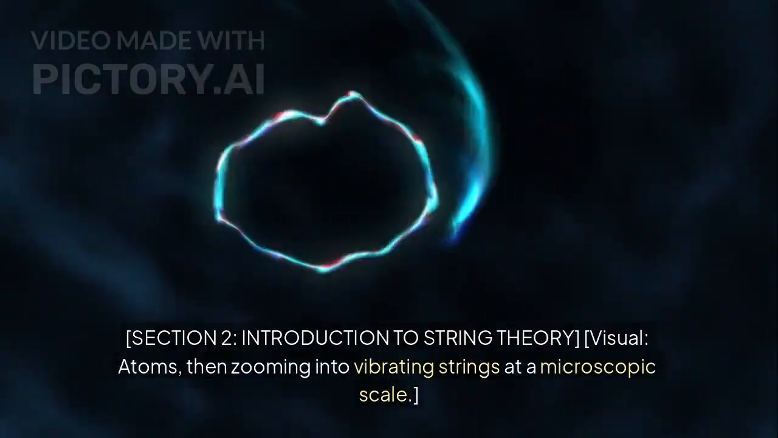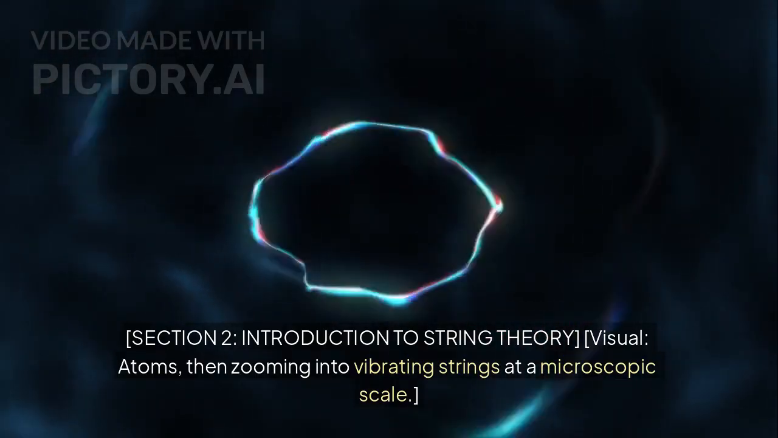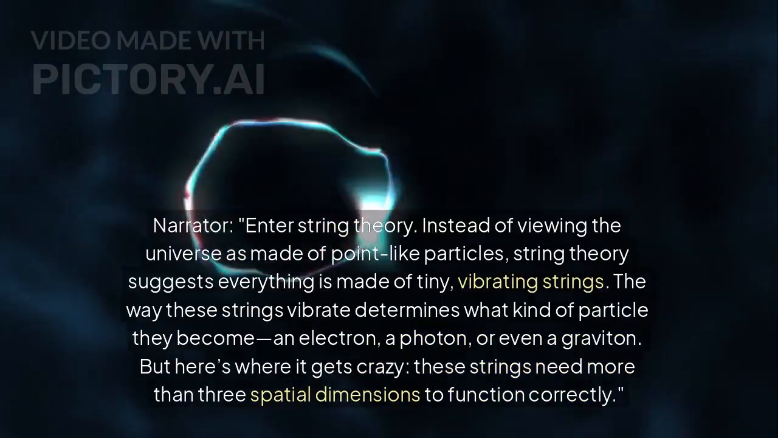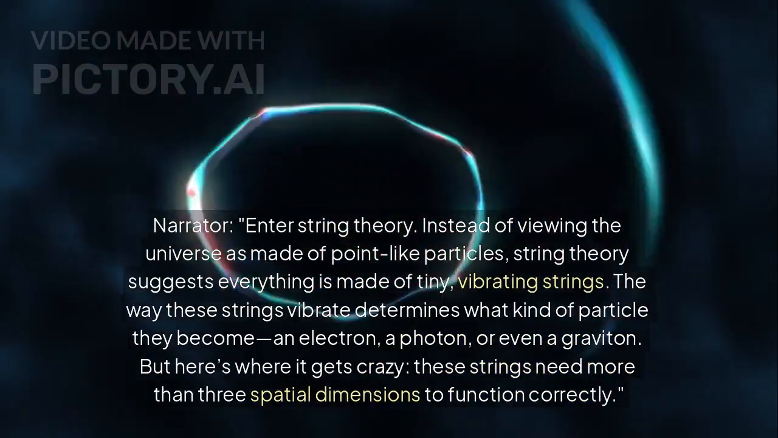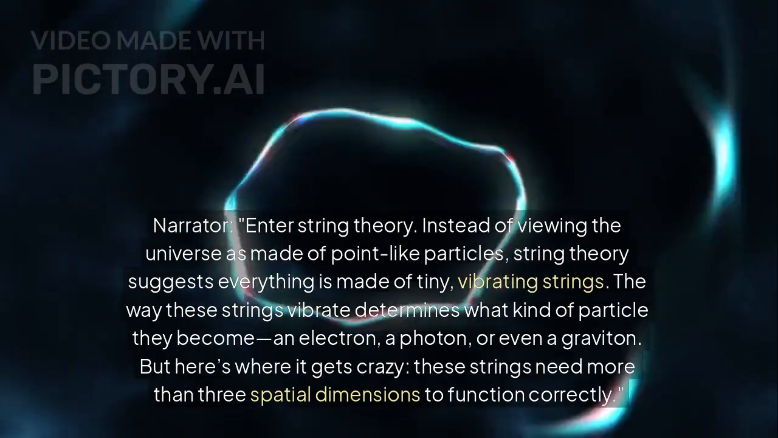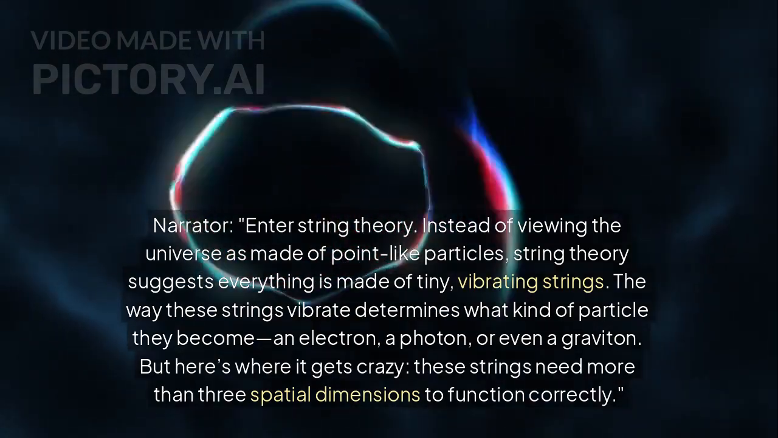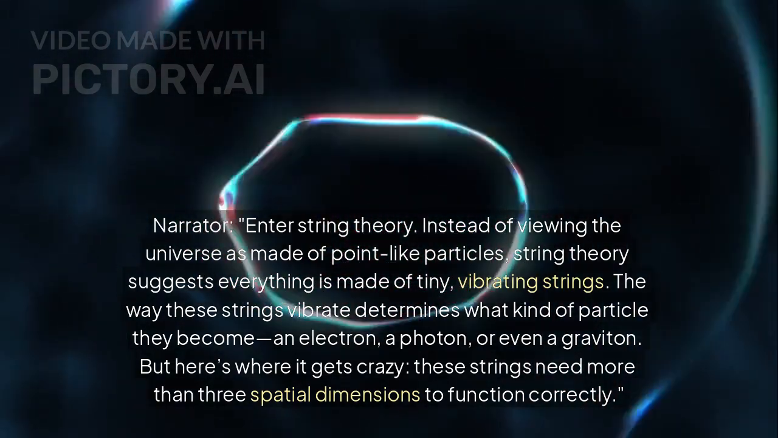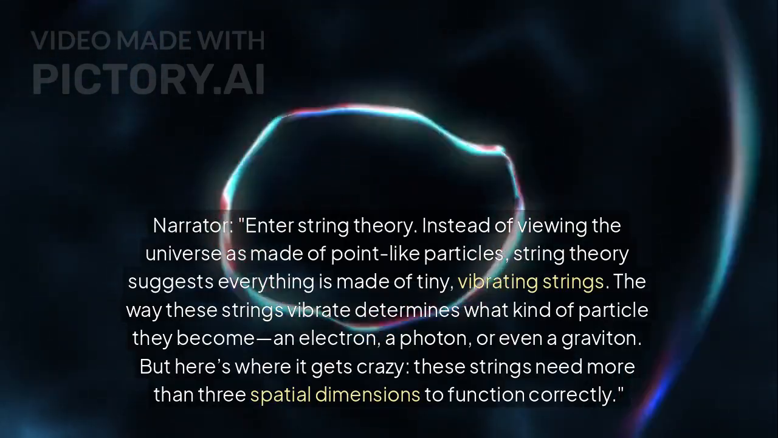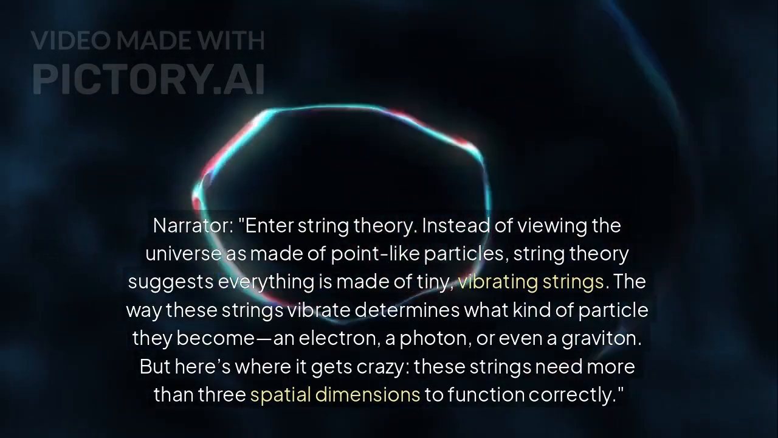Section 2. Introduction to string theory. Atoms, then zooming into vibrating strings at a microscopic scale. Enter string theory. Instead of viewing the universe as made of point-like particles, string theory suggests everything is made of tiny, vibrating strings. The way these strings vibrate determines what kind of particle they become: an electron, a photon, or even a graviton. But here's where it gets crazy. These strings need more than 3 spatial dimensions to function correctly.